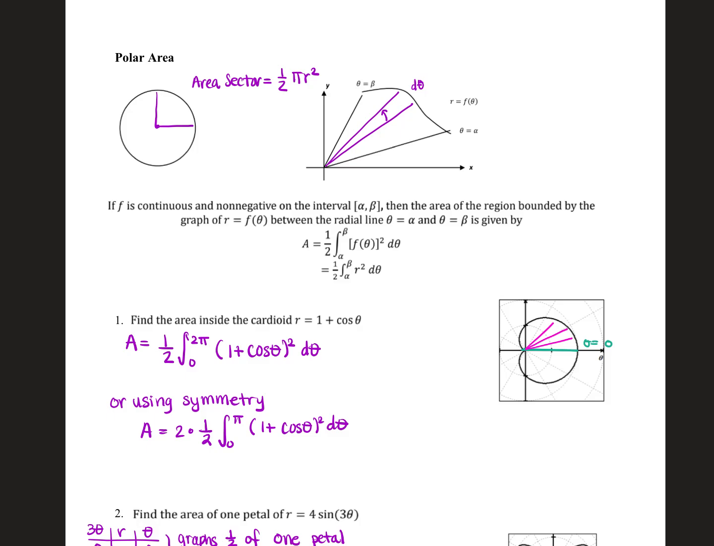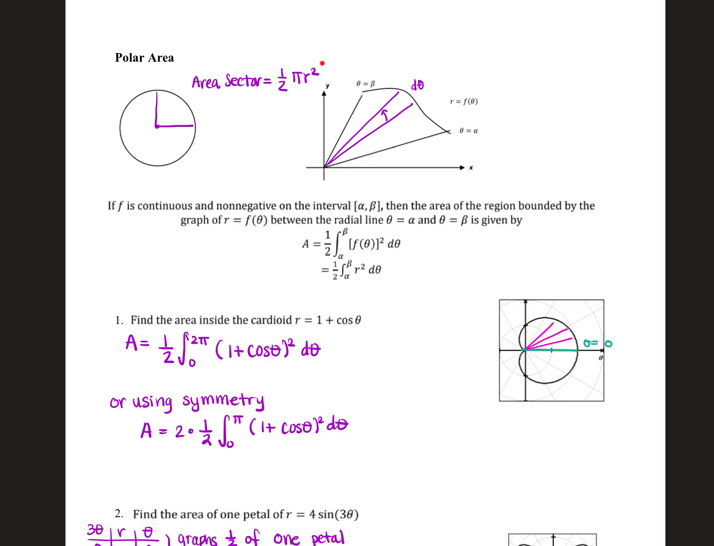All right, so polar area. What's different about polar area is we're not going to be cutting dx's or dy's. What we're going to be cutting are these d thetas. So right here, those d thetas, we're going to be cutting little wedges as we go through 0 to 2 pi.